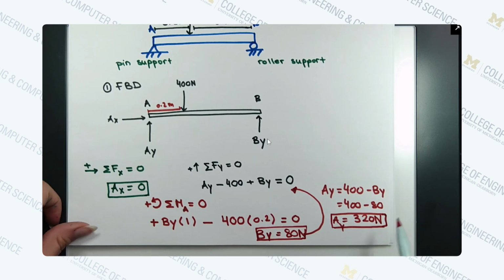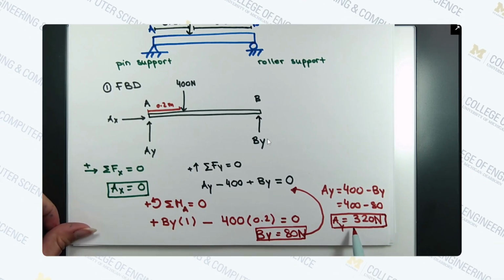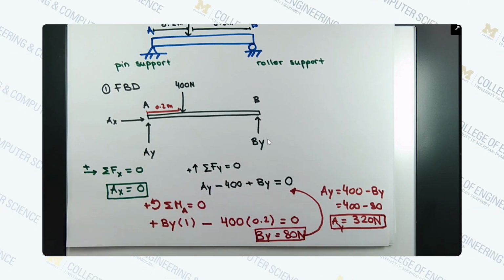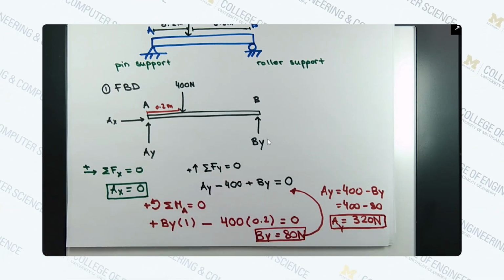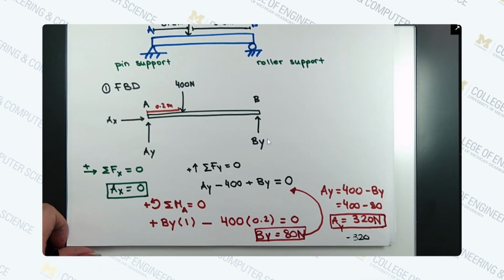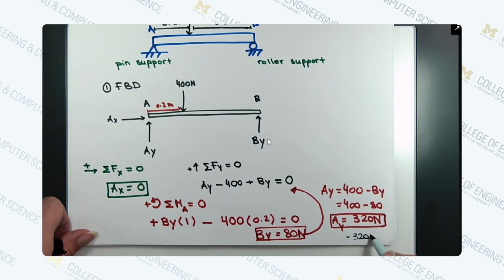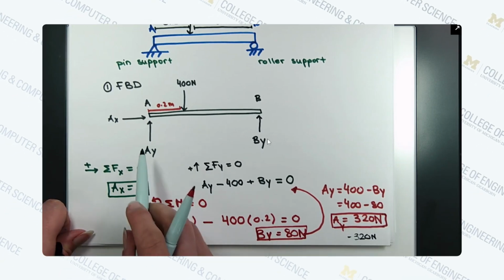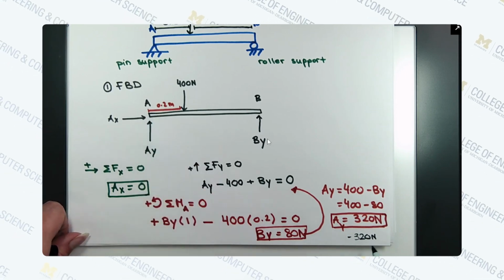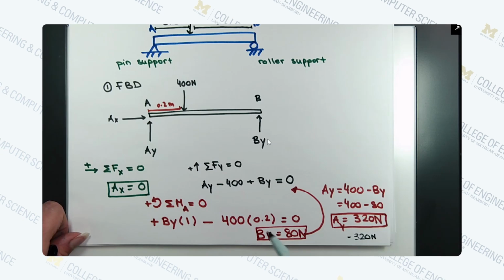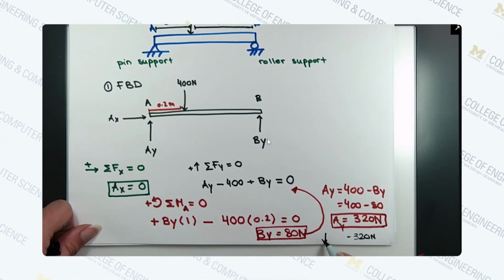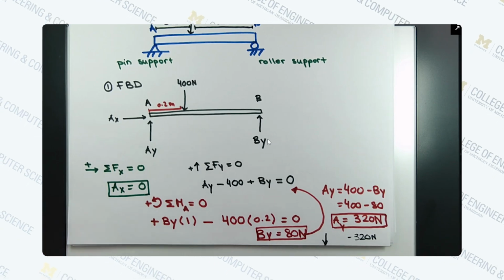If we had gotten this value to be negative, that means that our assumed direction was wrong and we should flip it. So let's say we got AY to be equal to minus 320. And I'm talking about a different example in case you encounter this later. So if it is minus 320, that means that in our free body diagram, we assumed that AY is up. But since we got a negative value, we have to change it. And now we know that AY is actually going down. So that is the only thing I wanted to point out.